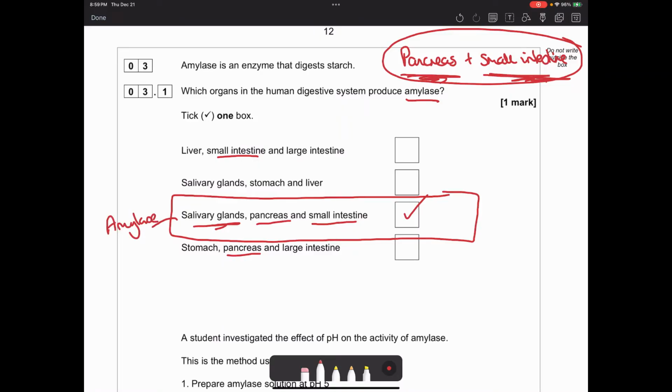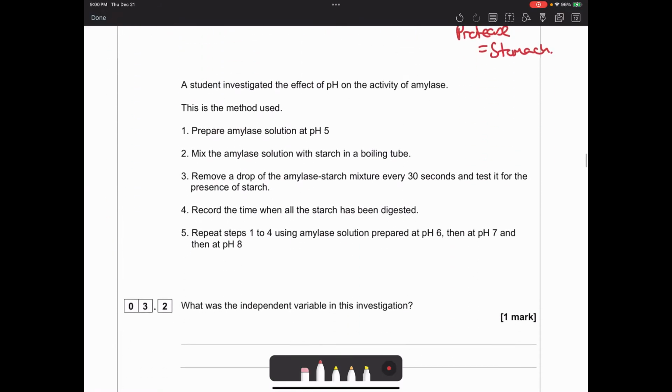The extra place you make protease is the stomach. Okay, so just make a little note to yourself. Protease can also be made in the stomach. Lipases are only ever made in the pancreas and small intestine.